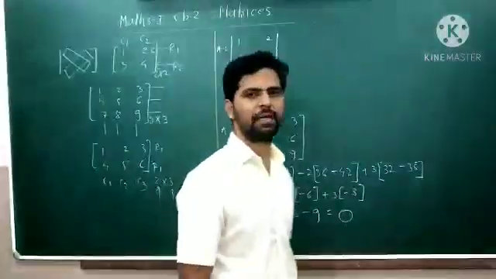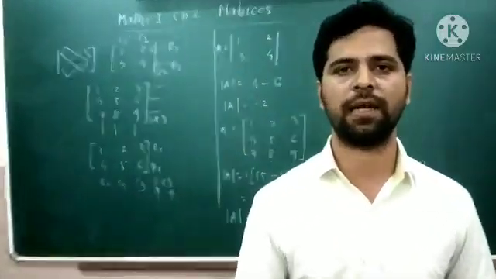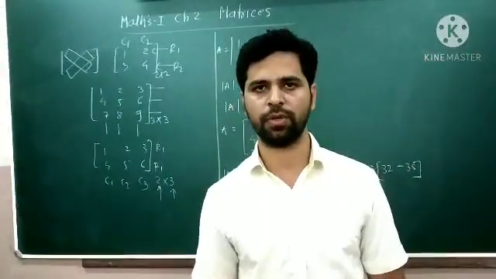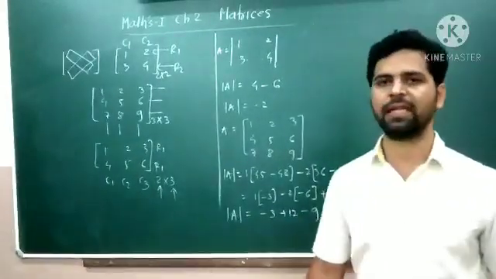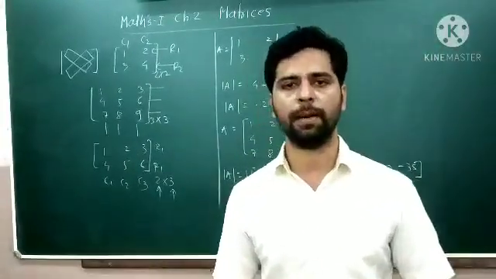So when your determinant is 0, that type of matrix is known as a singular matrix. Singular matrix: a matrix whose determinant is 0 is known as a singular matrix.